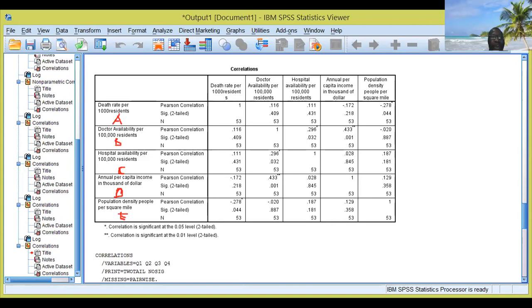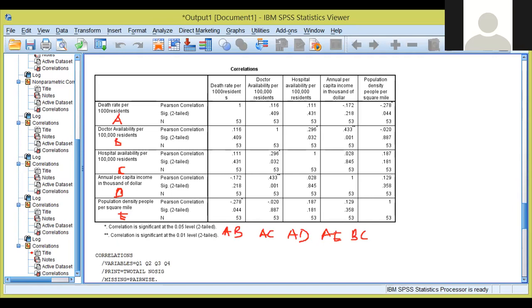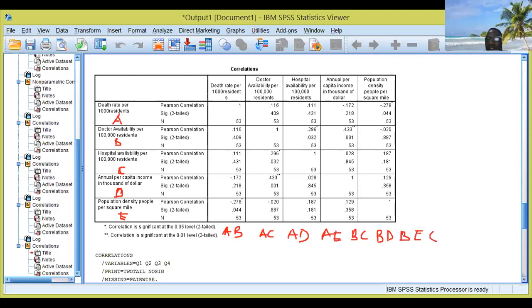How many ways can you pair them? You can say A and B, A and C, A and D, A and E. Then B and C, B and D, B and E. Then C and D, C and E. And they can have D and E. So that's 1, 2, 3, 4, 5, 6, 7, 8, go to 10. 10.